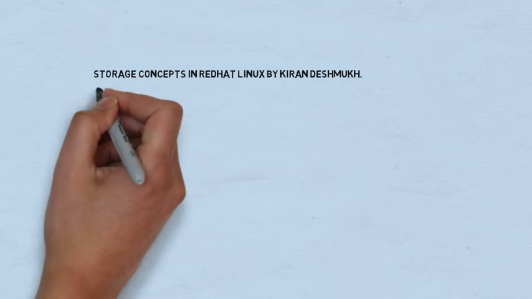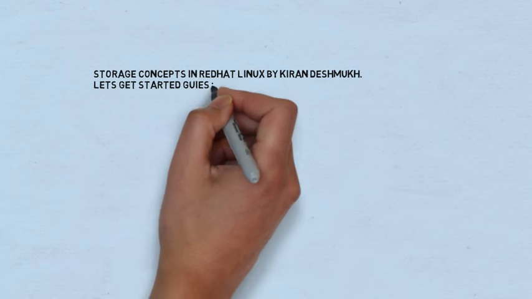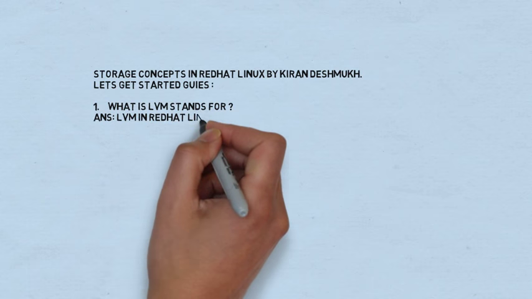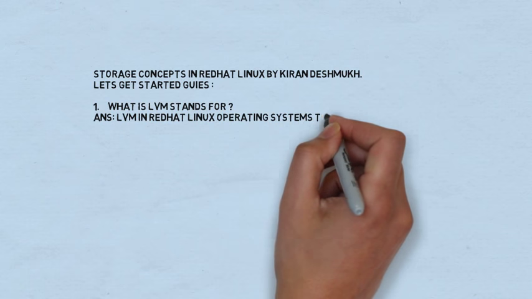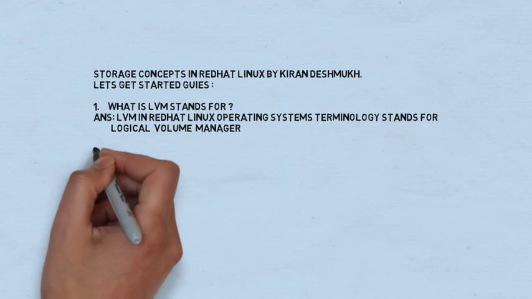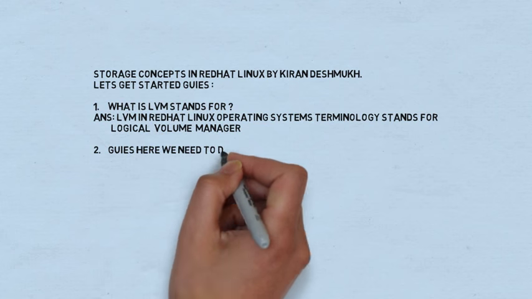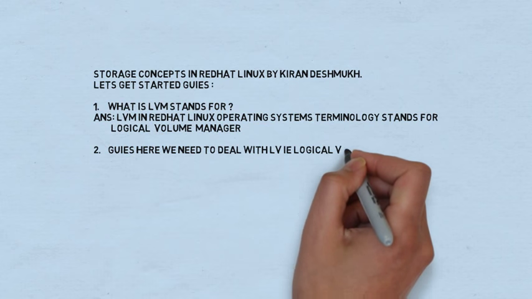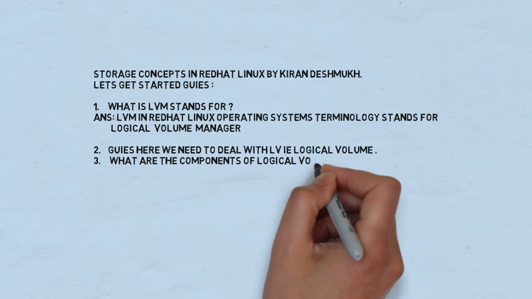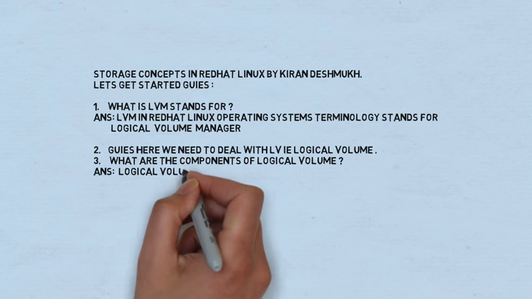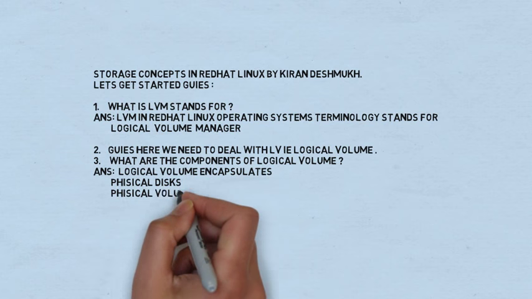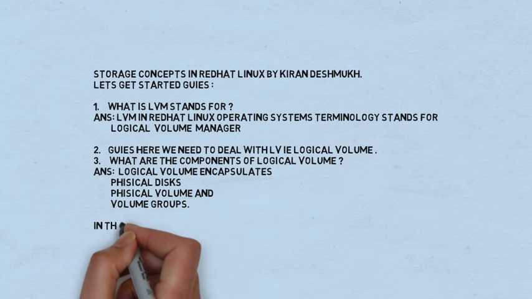So, storage concept in Red Hat Linux by Kiran Deshmukh. Let's get started. What does LVM stand for? LVM in the Red Hat Linux operating system stands for Logical Volume Manager. Here we need to deal with LV, that is logical volume. What are the components of a logical volume? A logical volume encapsulates physical disks, physical volumes and volume groups. In the diagram below, I am going to explain all these terminologies.